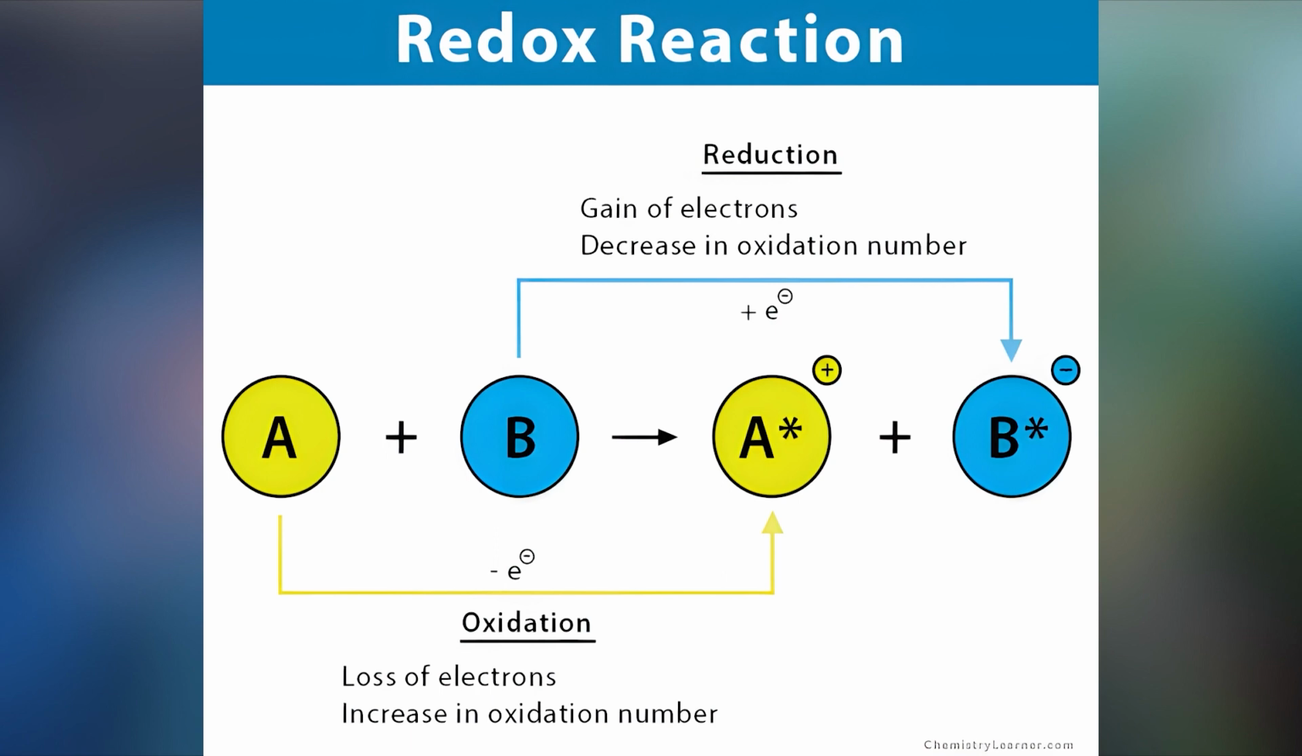That's Leo says GER. In other words, loss of electrons is oxidation and the gain of electrons is reduction. Leo says GER, as in Leo the lion says GER, but there are other mnemonics as well. That's just the one that I learnt in chemistry.